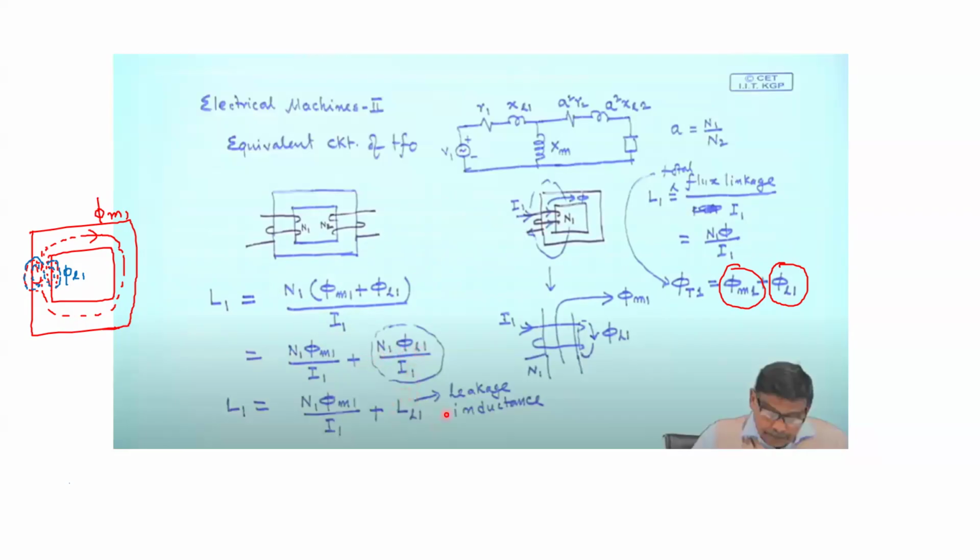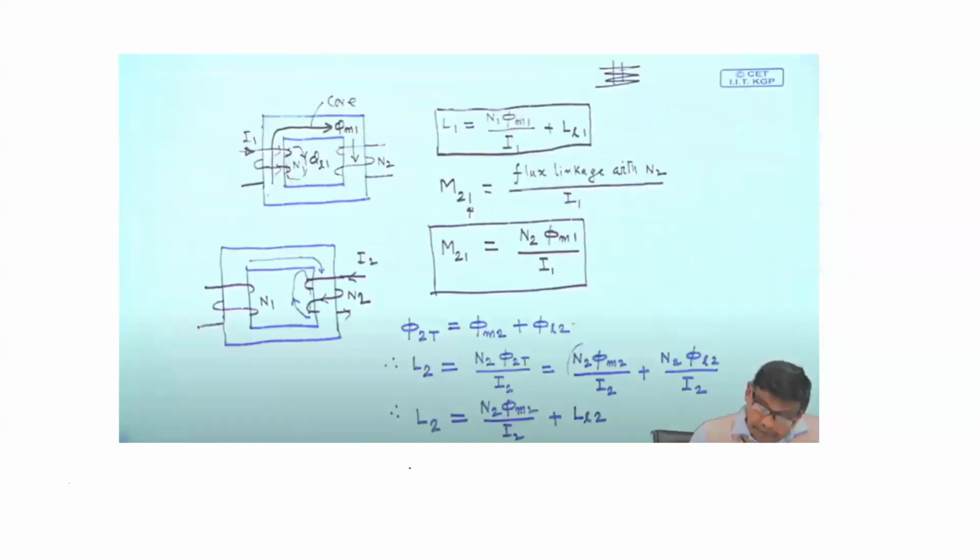So you will see that this corresponds to leakage inductance. Okay. And this is the inductance which you will see is called mutual inductance. Okay. So this is leakage inductance, which sir has already written, and this is mutual inductance. Okay. Now, in his next slide, you will see what all things he has discussed.